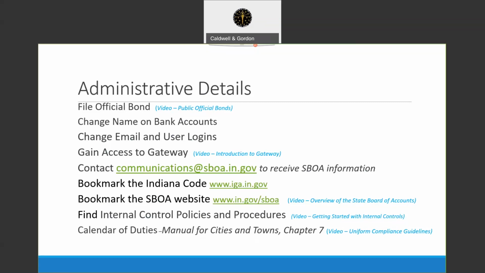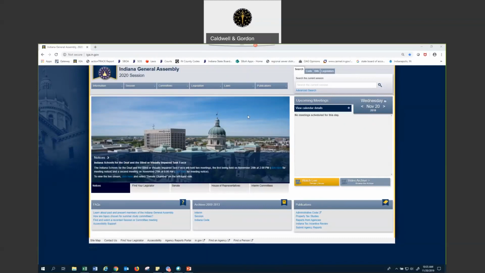We also recommend that you bookmark the Indiana Code. You will be using that a lot. I can show that to you here and what it looks like so you can become familiar with that. This is the Indiana General Assembly website that you will get to at www.iga.in.gov. And once you get here, you can access the Indiana Code by clicking here.